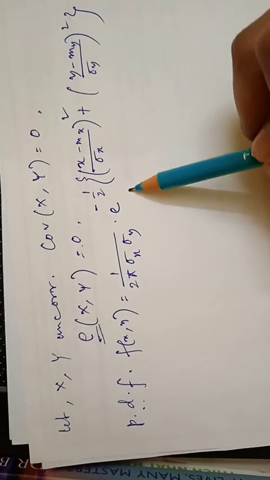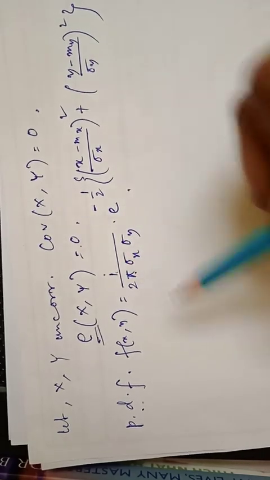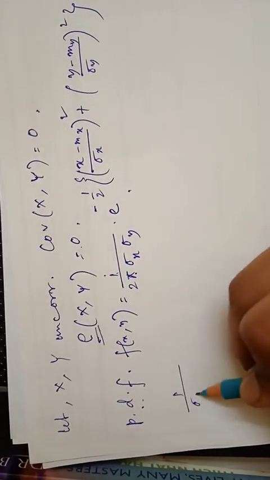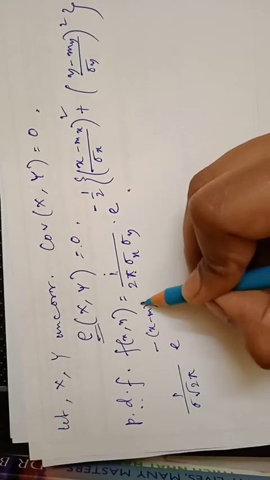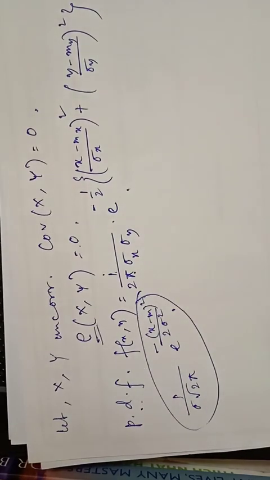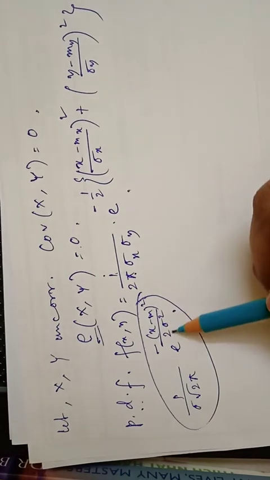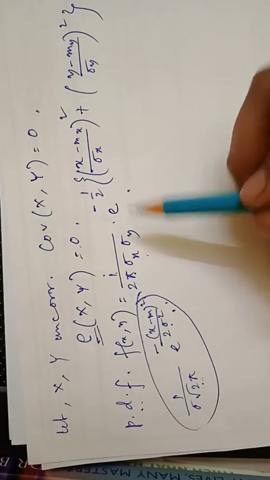You can easily relate it to the single normal variate. The rule was 1 by sigma root over 2 pi e to the power minus (x minus m) whole square by 2 sigma square, right? That was for the single normal variate. Now here it is bivariate, so we need to introduce x and y both. So just change it accordingly using x and y.